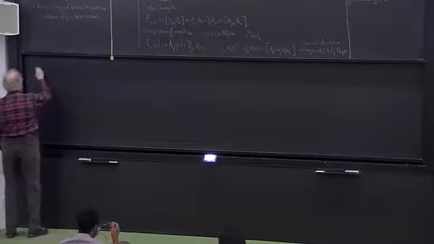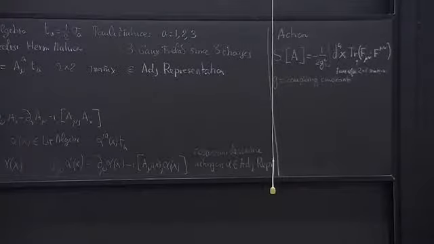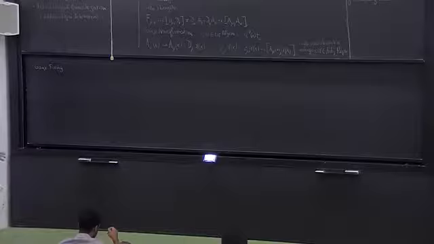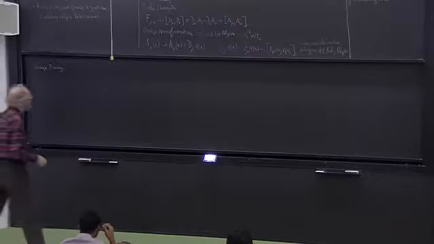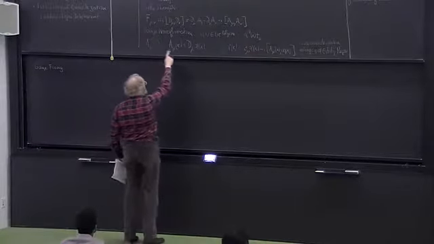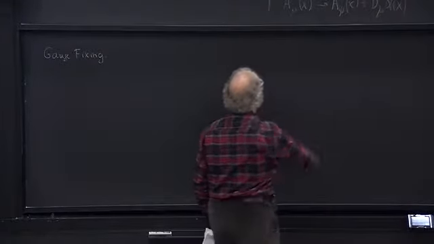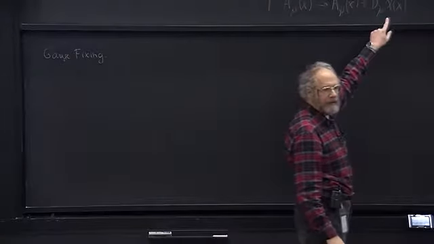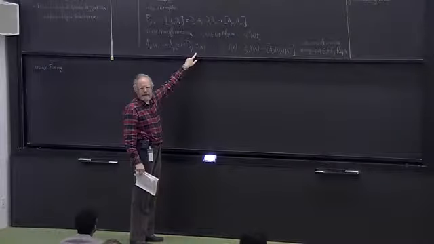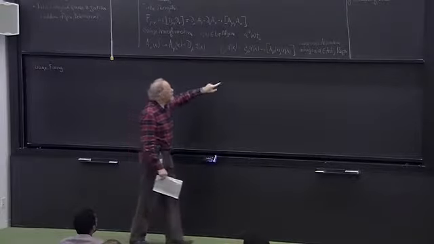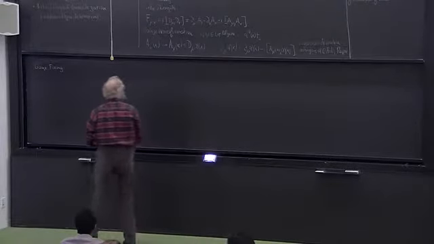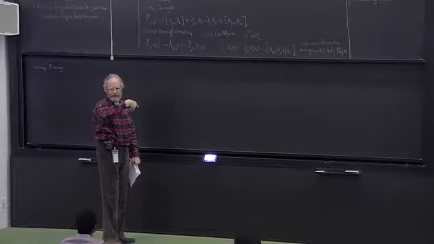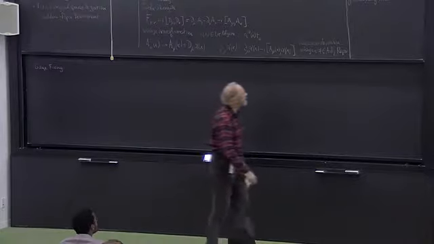Why do we do gauge fixing? Well, we need to perform gauge fixing to study the theory simply because different gauge field configurations differing by a gauge transformation are physically equivalent. They give the same F mu nu up to local gauge transformation, and the action is invariant.